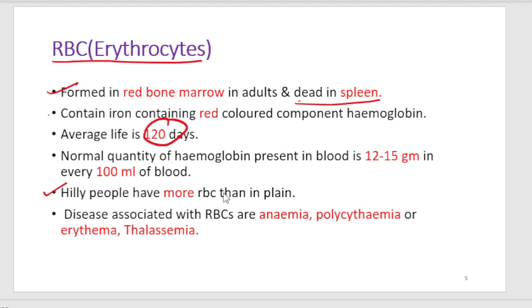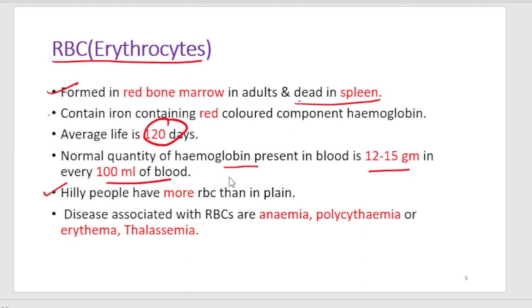In RBC there is a pigment which is called hemoglobin, which is red in color because of the presence of iron. That is why RBCs are red in color. The quantity of hemoglobin is generally 12 to 15 gram per 100 ml of our blood. In 100 ml, there should be 12 to 15 gram of hemoglobin.